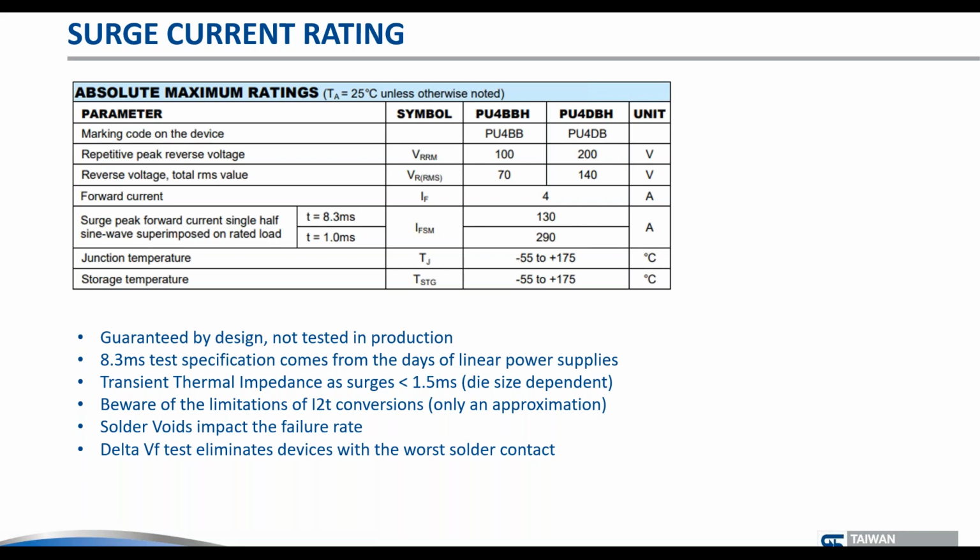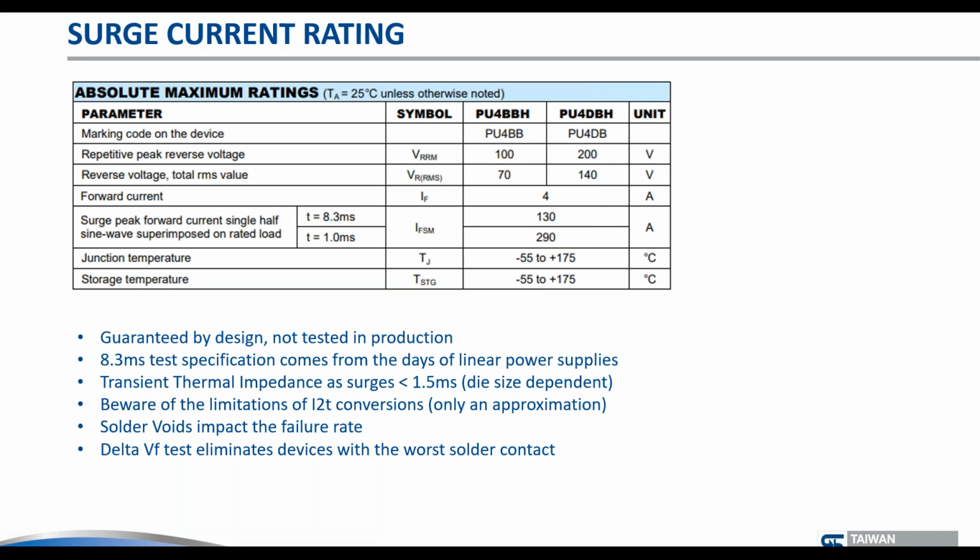That is the surge current rating and the maximum voltage. A little bit more about the surge current rating and what's going on in this business. It's guaranteed by design and not tested in production. The test times are too long, everything heats up and you can't do any reliable testing afterwards anyway. So the 8.3 millisecond specification, or sometimes 10 millisecond, dates from the days of linear power supplies, 40 years ago, and we haven't changed that for a long time.